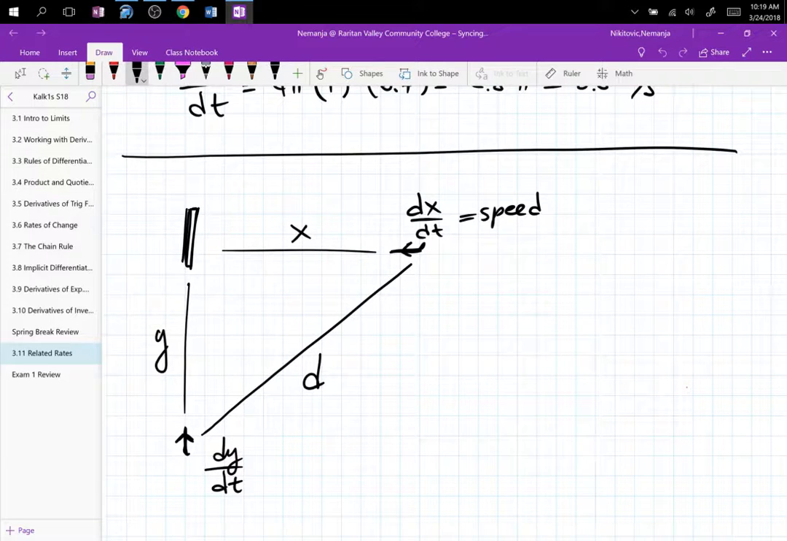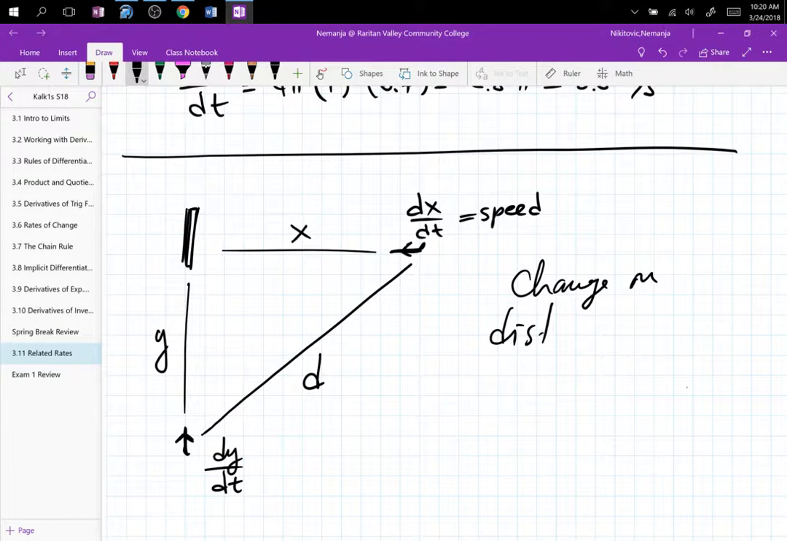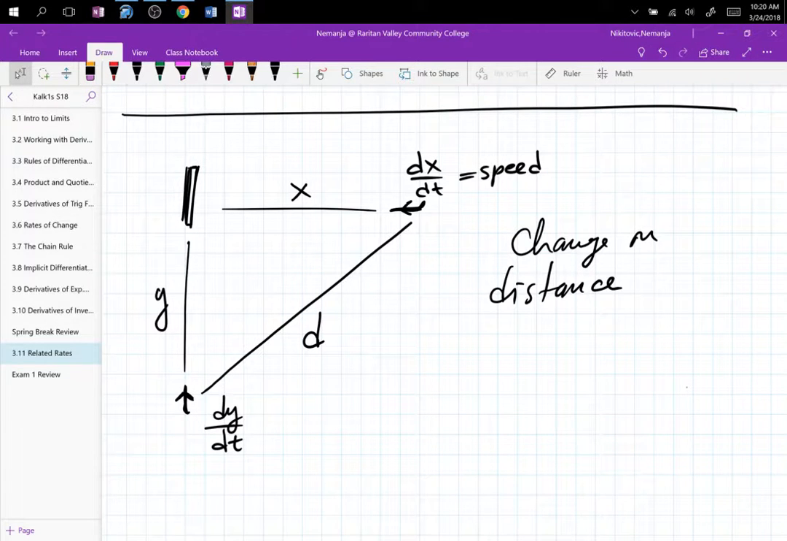Like, nice. All right. So finally, two airplanes are approaching the airport, and I want to see the change in distance between them. Well, change in distance better be dd/dt, right? It's change in distance in time. So, great. What kind of geometry do I have?